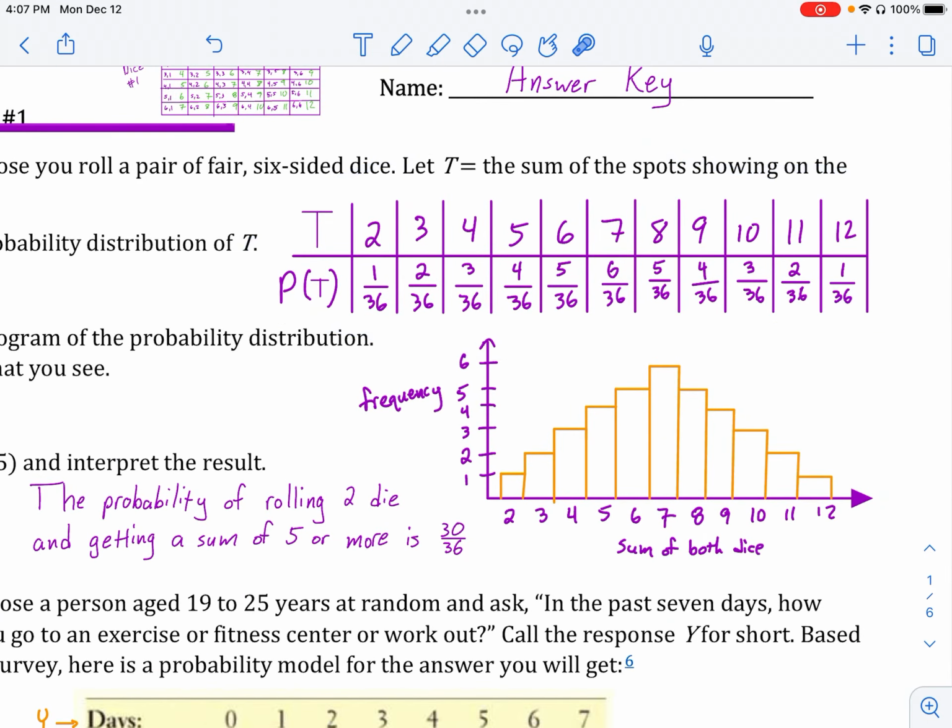Making a histogram of it, not that complicated. I just put the sum of the dice on the bottom, the frequency on the side, and there you go.